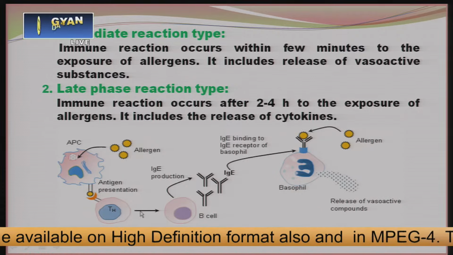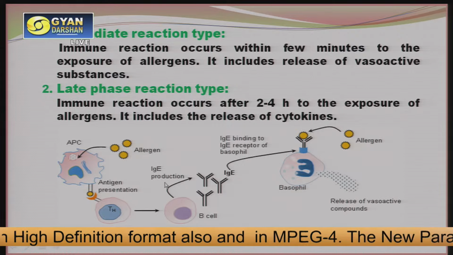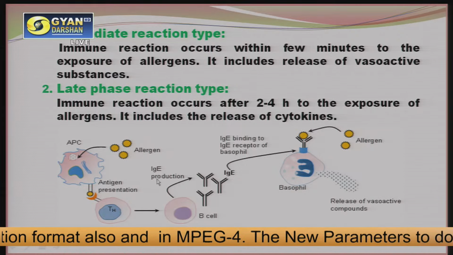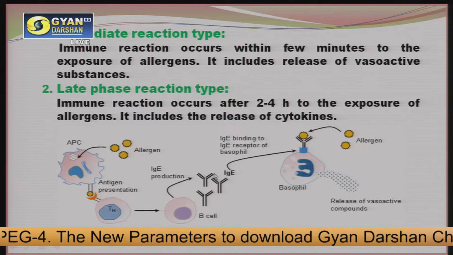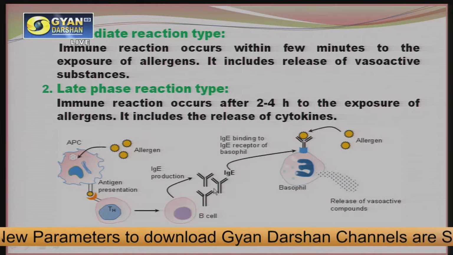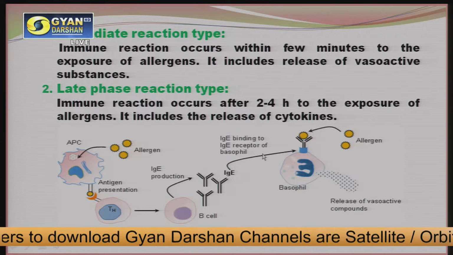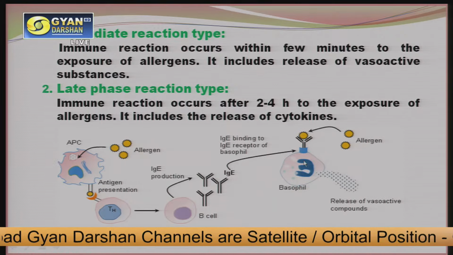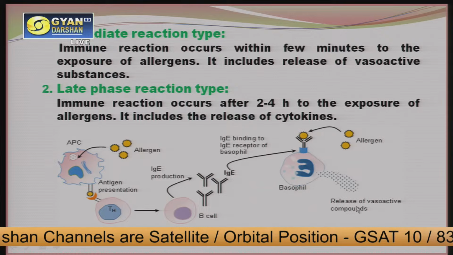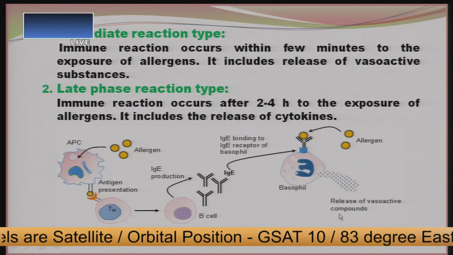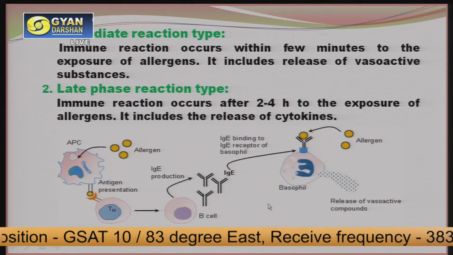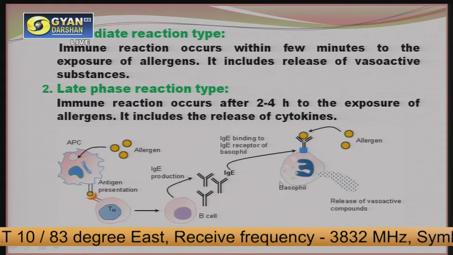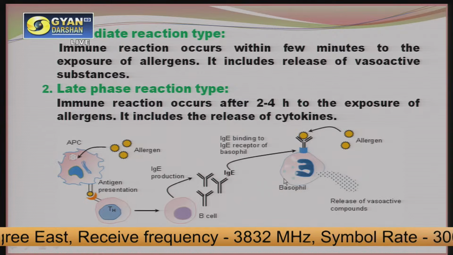It activates the B cells, which produce immunoglobulin E. Here is the immunoglobulin E, and it will react with the basophils, and the basophils release the vasoactive compounds. So these are the reactions involved in type 1 hypersensitivity.